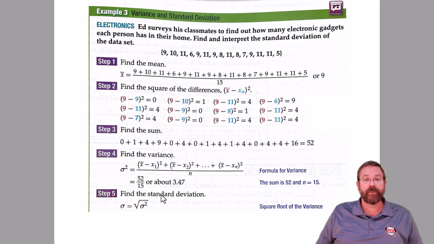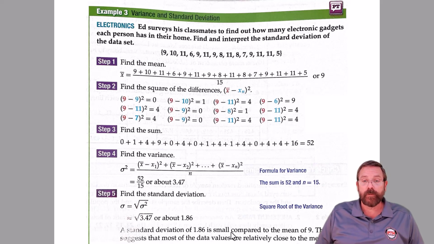So to find the standard deviation, we're going to take the variance that we got right here and take the square root of it. So we're going to take the square root of 3.47, which is going to give us 1.86, and that's going to give us a standard deviation of 1.86. This is going to be a pretty small number when compared to 9, and that suggests that most of the data values are relatively close to the mean.